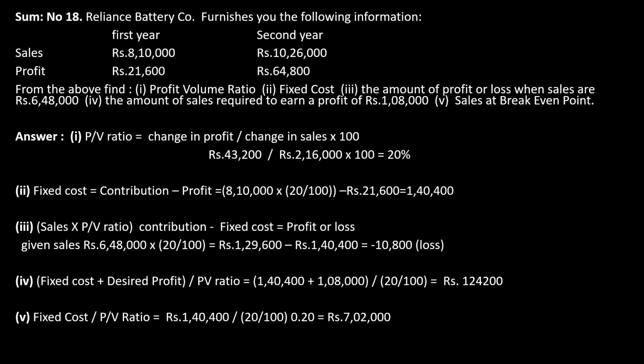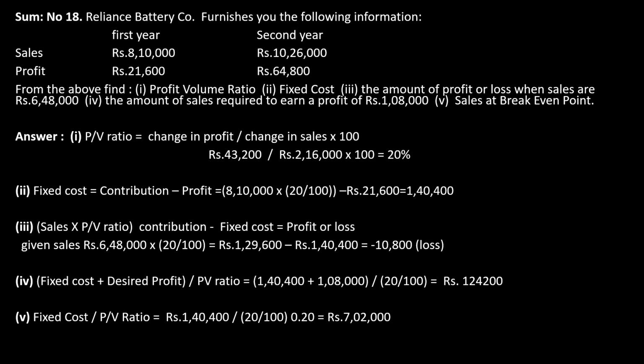The profit for 8,10,000 will be 21,600. Therefore, sales into PV ratio minus my profit for the first period I took, so my fixed cost will be 1,40,500. You can even try with the second year sales, so you will get the same answer. When you follow the second year sales also, you will get the same answer.